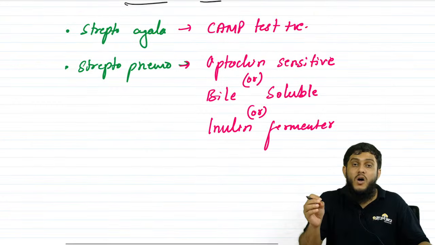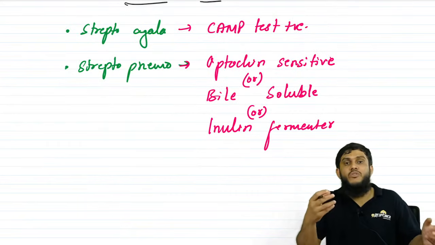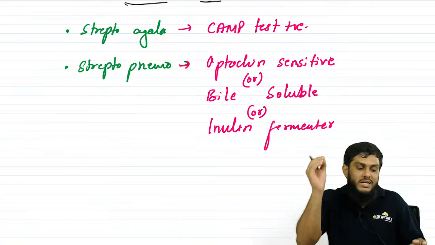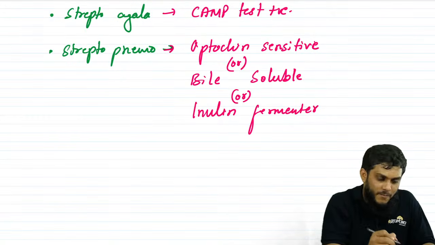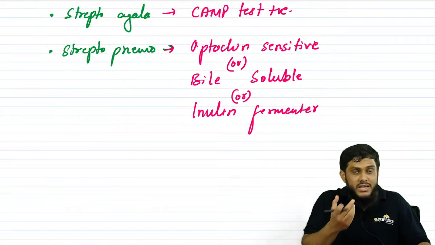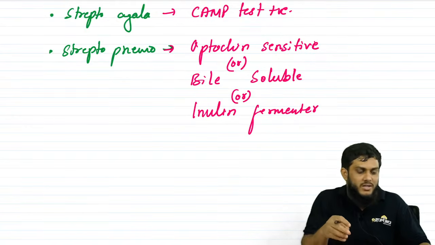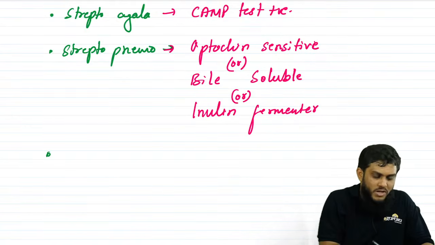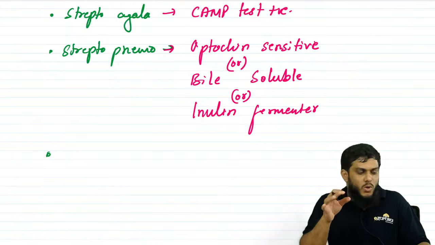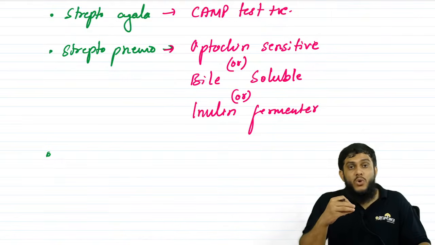One of these biochemical tests is enough. Otherwise, you can perform two, or all three can be performed. If one of these three is positive, then it is Streptococcus pneumoniae. If you talk about Listeria, there are no important biochemical tests. There are routine biochemical tests, but here important means important for the entrance examination. If you talk about E. coli and Klebsiella, they are normal biochemical tests.